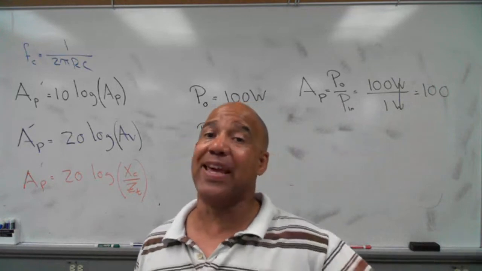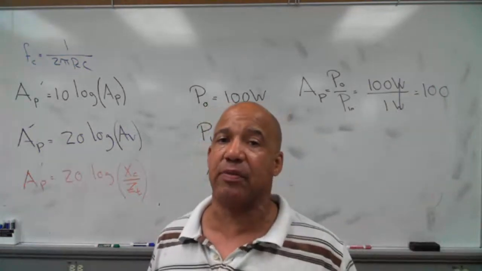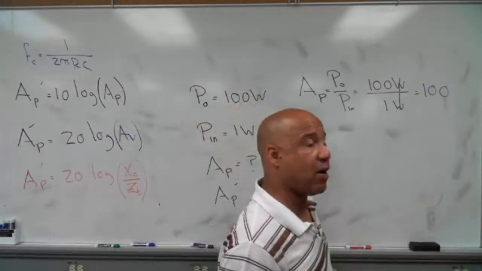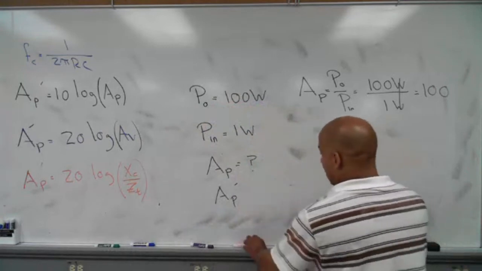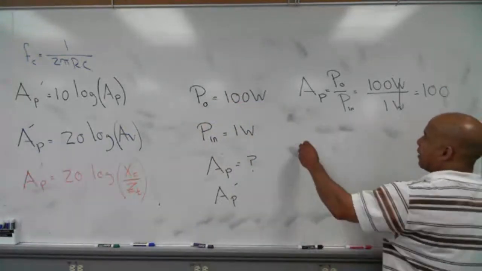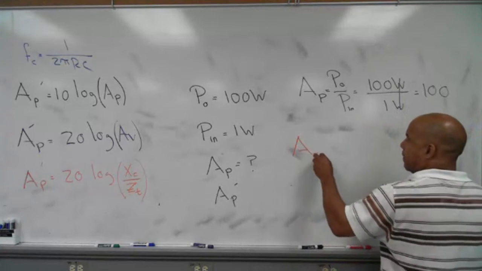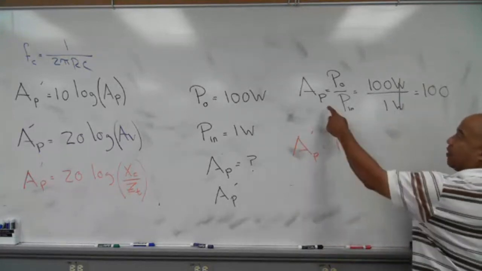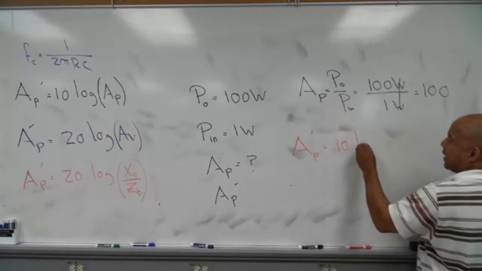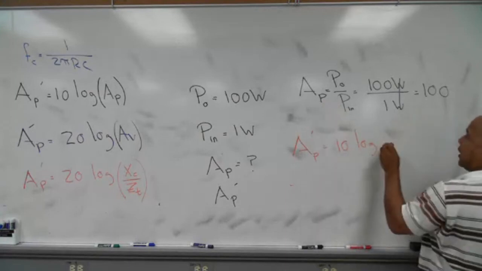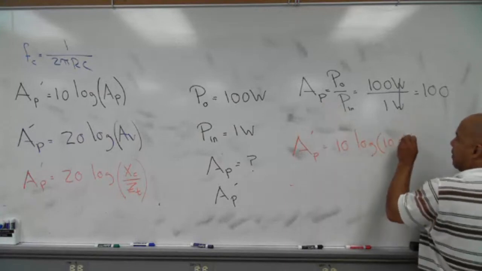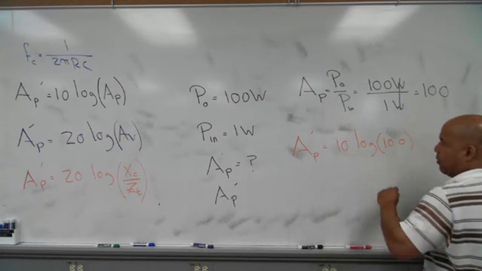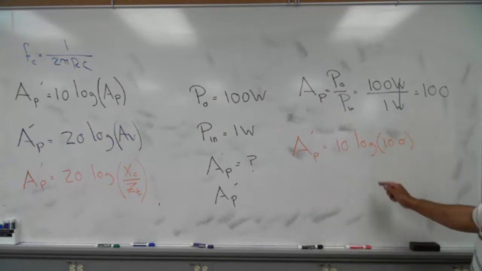There's no units, and we can give it units. We can give it a unit of dB. I get my decibel power gain. So how do I do that? Well, I just take my decibel power gain, AP prime, which is going to be 10 times the log of the regular gain. So 10 times the log of the regular gain, which is 100. Somebody do the math for me and tell me what that is. What is 10 log 100? I got 20. Yeah, 20.